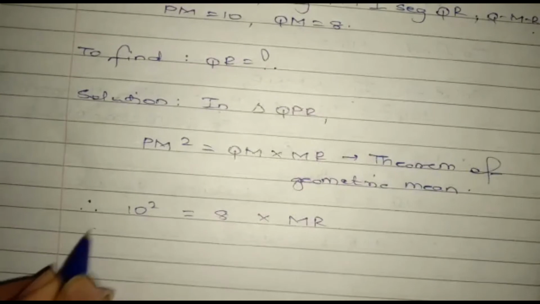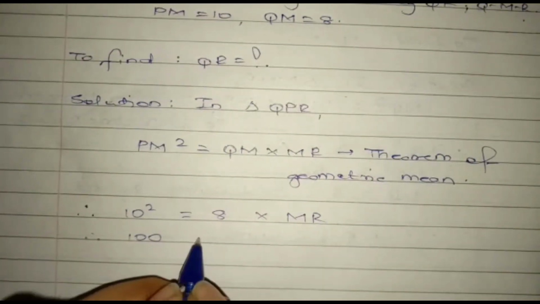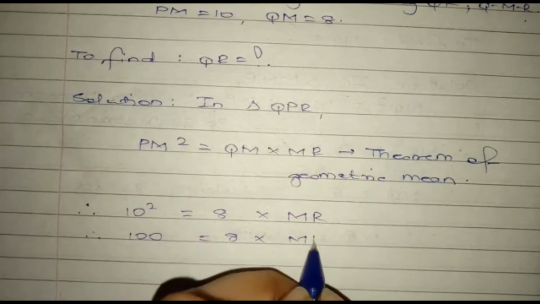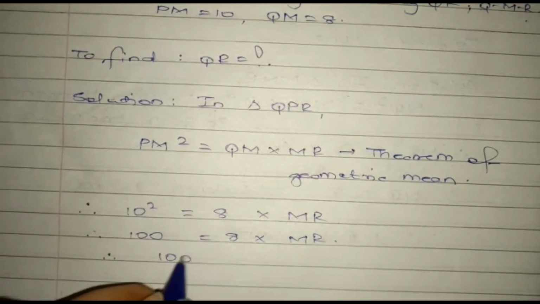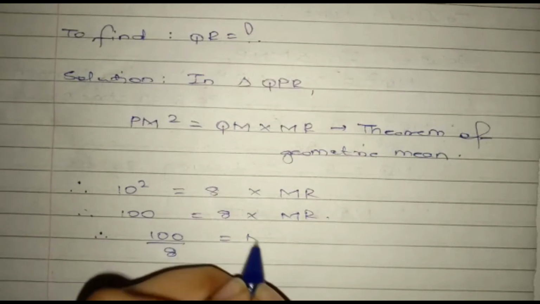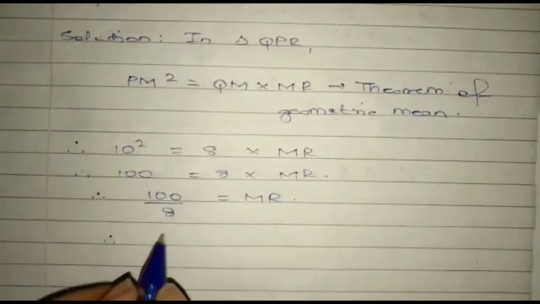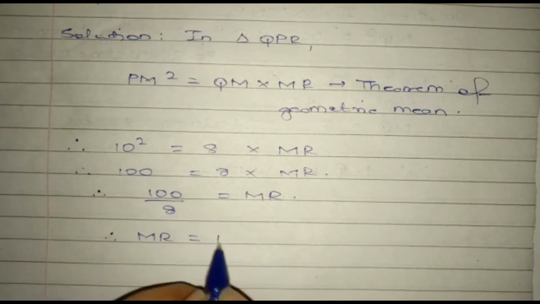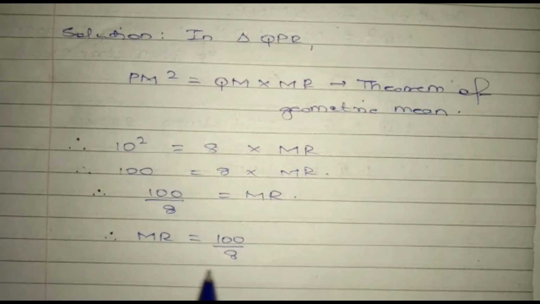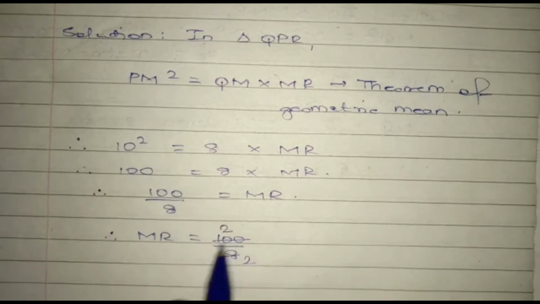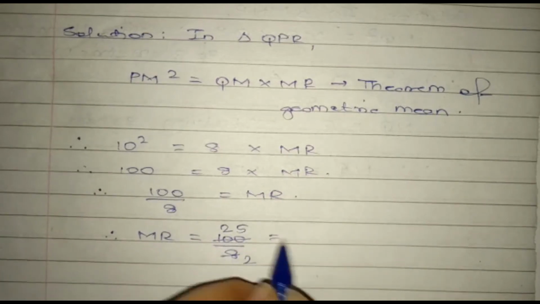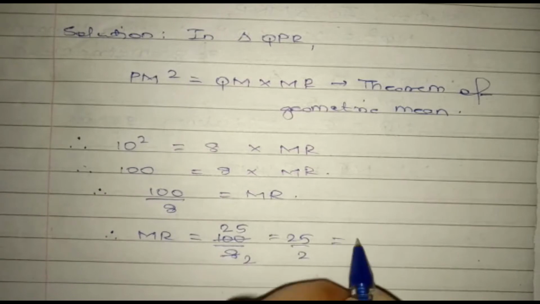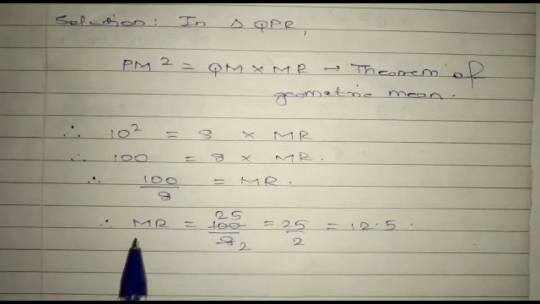So 10 square is 100 is equal to 8 into MR. Therefore 100 upon 8 is equal to MR. Therefore MR is equal to 100 upon 8. We can divide this both by 4. 4 2s are 8 and 4 25s are 100. That is equal to 25 by 2, which is equal to 12.5. Okay, so we got MR is equal to 12.5.